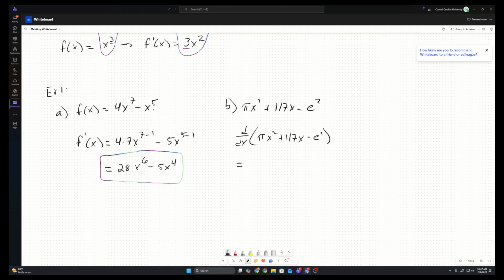Okay. Now, if I take a look at this pi x squared, the 2 multiplies the front. Pi is just a number. It's 3.14, yada, yada, yada, right? So we're going to get 2 pi x, because we reduce it by 1, 117x, the x just drops off, so you get 117. And now the real question is, what happens with this thing?